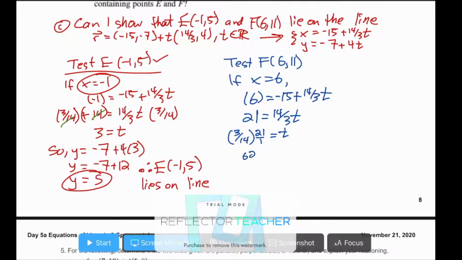And we're going to have 63 over 14. Maybe we should put that in lowest terms. I like to do it a step at a time. That's how I do it mentally. Actually, what's the biggest factor that'll go into each? It occurs to me that that's going to be 7. So if I take a 7 out of both, 63 divided by 7 is 9.